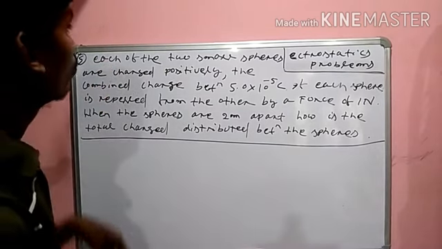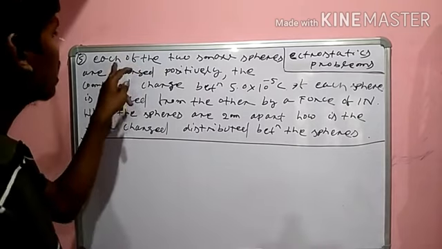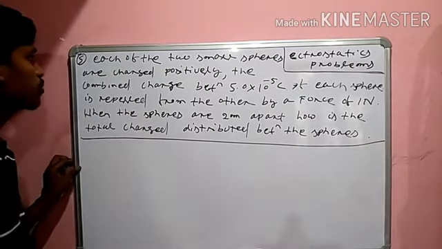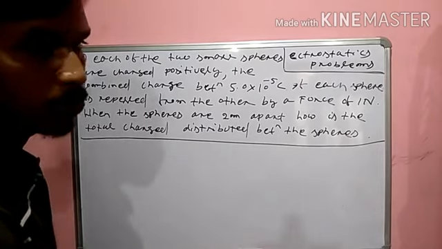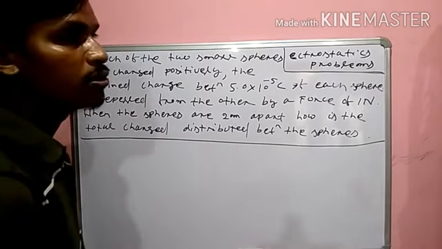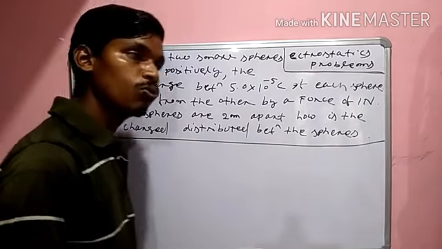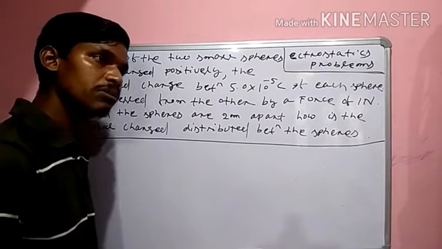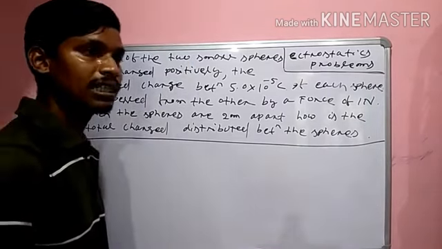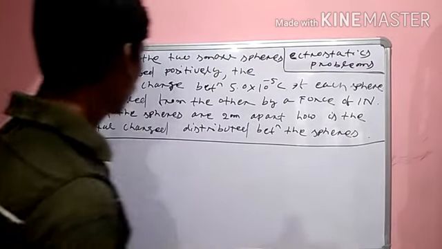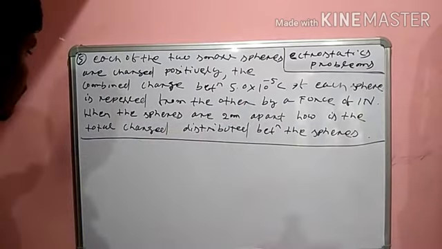But we can say each of the two small spheres, both are positively charged. So the force between the two charges is repulsive because both charges are positive, that means like charges. We already know the force between like charges is repulsive. Yes or no? So they repel each other with a force of 1 Newton.